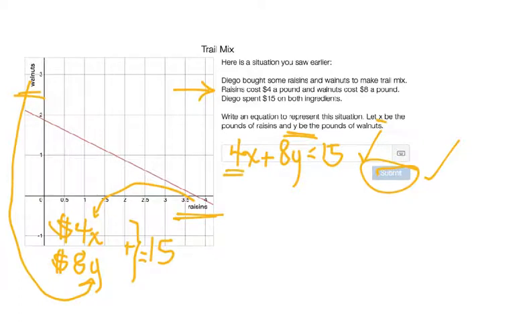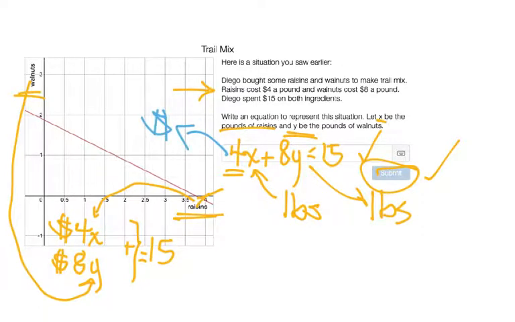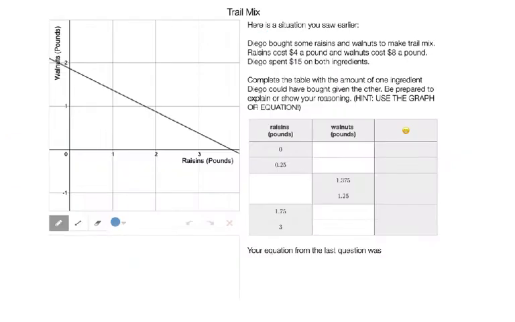$4 for every pound of raisins on the X. We were told that it's pounds of raisins. So what does the X represent? Pounds of raisins. What did the Y represent? Pounds of walnuts. What does the 4 represent? That's the money he spent for every pound. And the same thing here. This is the money he spent for every pound that he bought. All right. So now let's go on and look at the next slide.